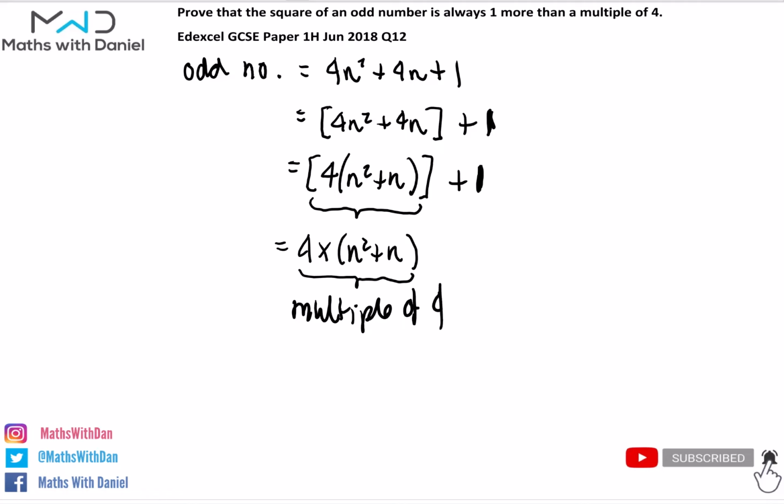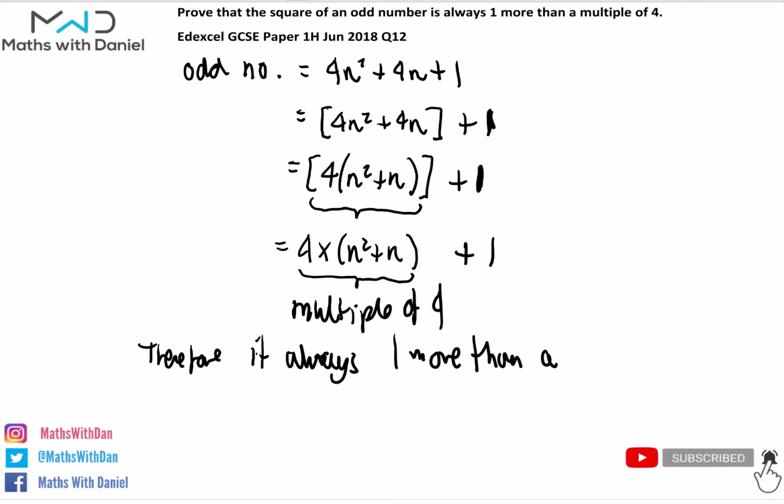And then obviously there was just a plus 1 at the end. So you could just say to finish off, therefore it is always one more than a multiple of 4. And you're finished.